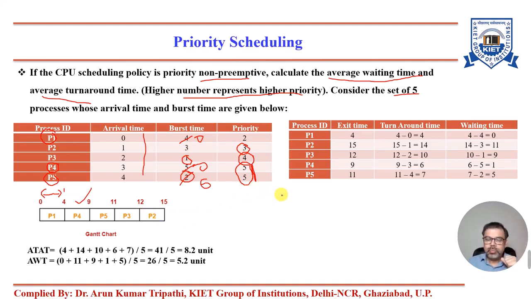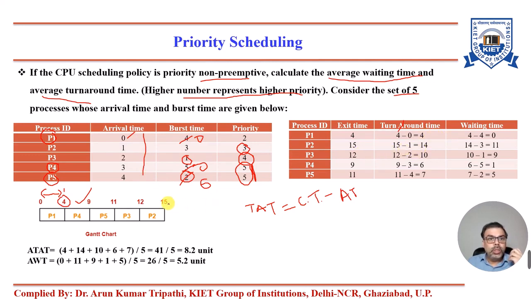Now we have to find out the turnaround time and waiting time for each process. As we have discussed earlier, turnaround time is equal to completion time or exit time minus arrival time. So for the process P1, the completion time is 4 and the arrival time is 0. So it will have the turnaround time 4.